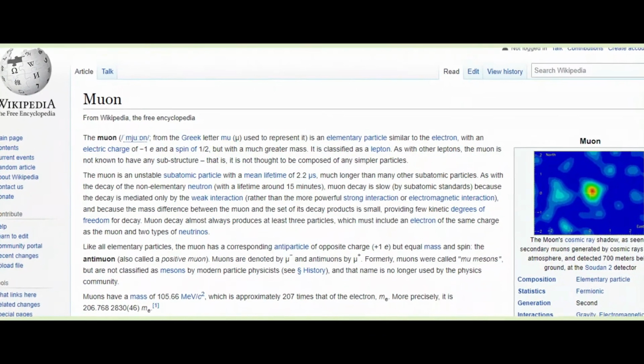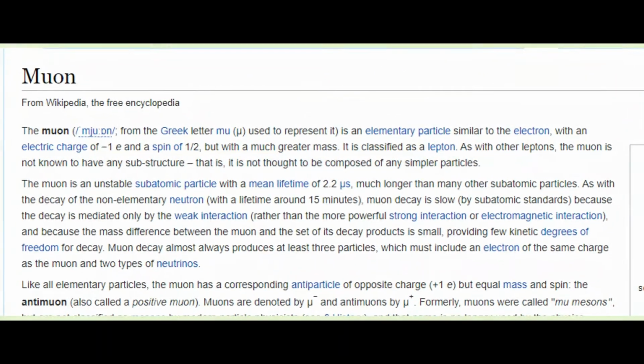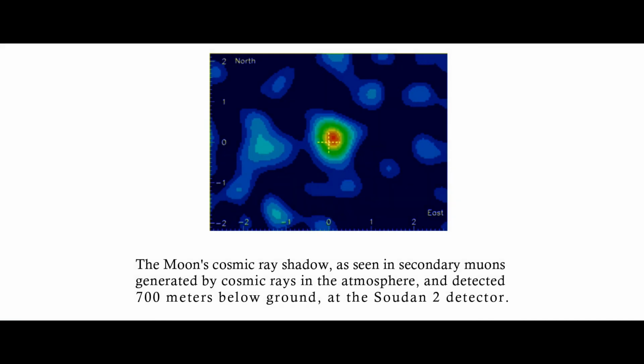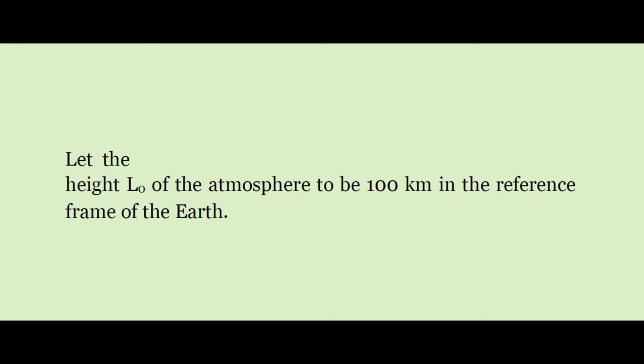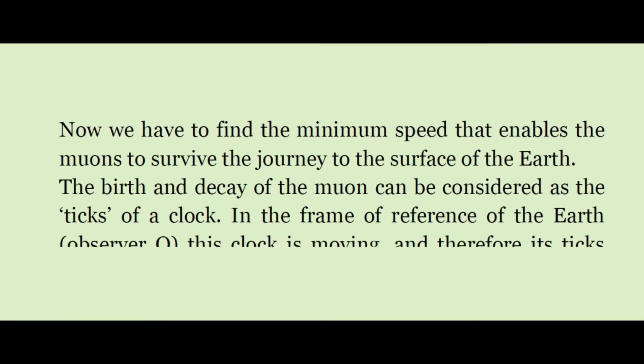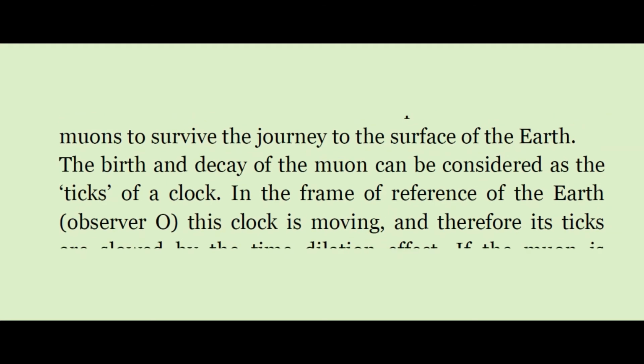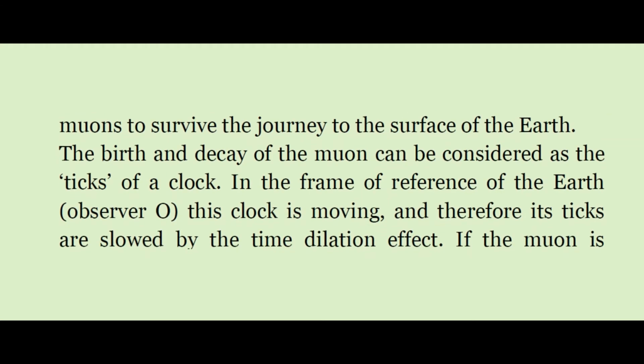Now we'll solve an example to understand this effect properly. Muons are elementary particles with a proper lifetime of 2.2 microseconds. They are produced at very high speeds in the upper atmosphere when cosmic rays collide with their molecules. Let the height L0 of the atmosphere be 100 kilometers in the reference frame of the Earth. Now we have to find the minimum speed that enables the muons to survive the journey to the surface of the Earth. The birth and decay of the muon can be considered as the ticks of a clock.